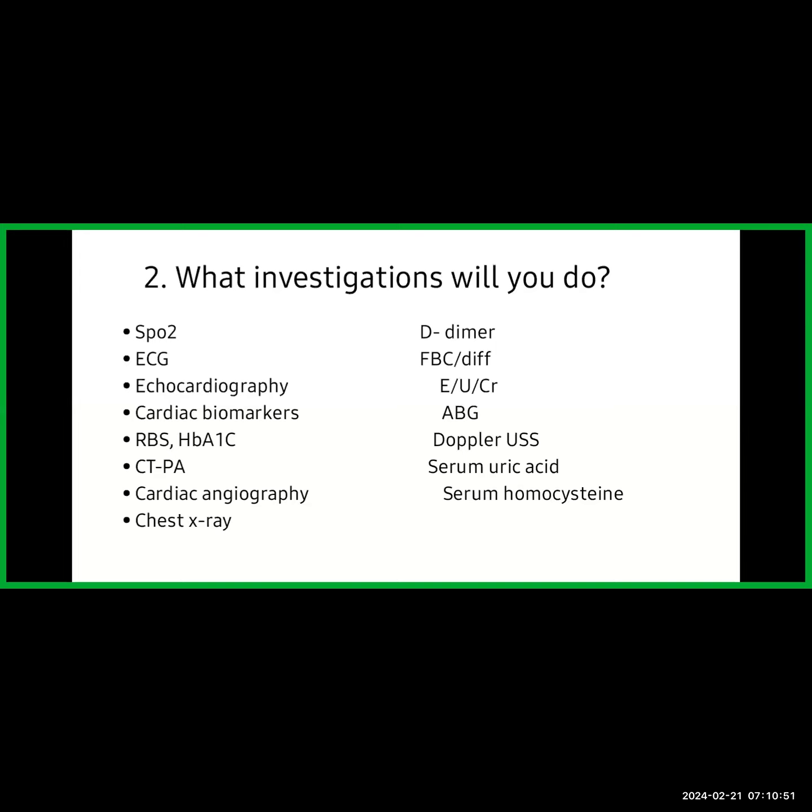Chest X-ray is very important, especially in complications of acute myocardial infarction, or in a patient with acute pulmonary embolism. Some features may be seen like Hampton's hump, Westermark sign, and Palla's sign. Other investigations are D-dimer, full blood count, and differentials, just like almost every patient. Electrolytes, urea and creatinine, kidney function is very important. Arterial blood gas analysis, Doppler ultrasound, serum uric acid. Serum uric acid is an independent marker of cardiovascular disease, and our patient above has cardiovascular disease.